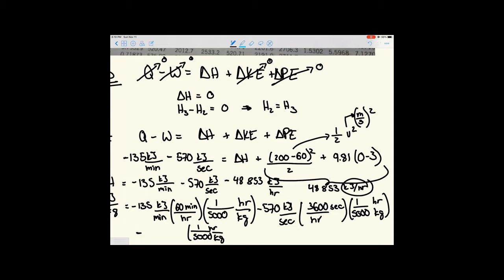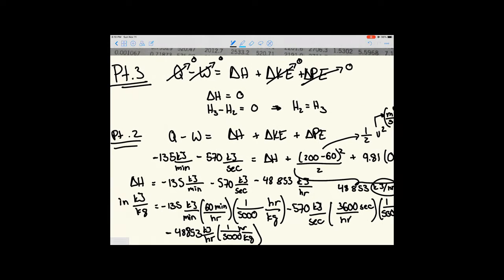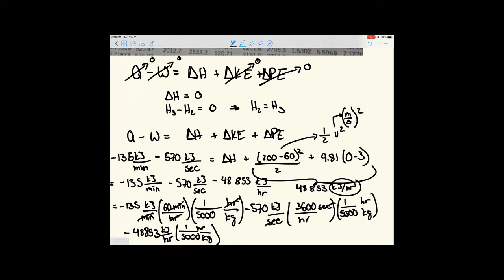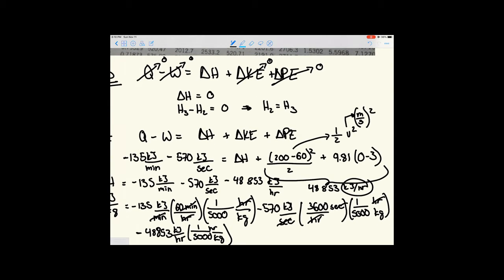Walking you through this, it's obvious to see that minutes cancel with minutes, hours cancel with hours, which leaves us with kilojoules per kilogram. Here, seconds cancel with seconds, hours with hours, kilojoules per kilogram. And here, it's a lot simpler. Hours cancel with hours, and you're left with kilojoules per kilogram. After all these conversions are done, you're left with a change of enthalpy of minus 421.79 kilojoules per kilogram.